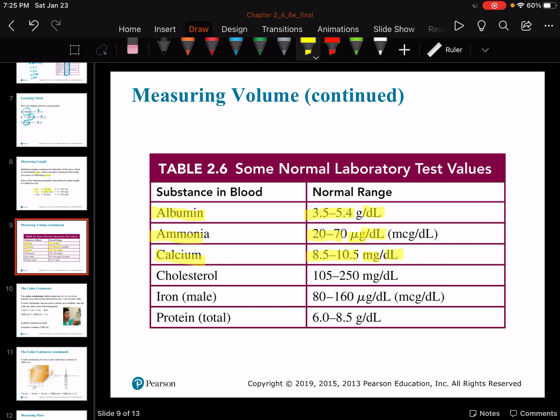Milligrams per deciliter. Cholesterol, 105 to 250 milligrams per deciliter, right? Iron in a male is 80 to 160 micrograms per deciliter, right? So you can see how we're just playing around with the units to make things convenient for the people reading it.